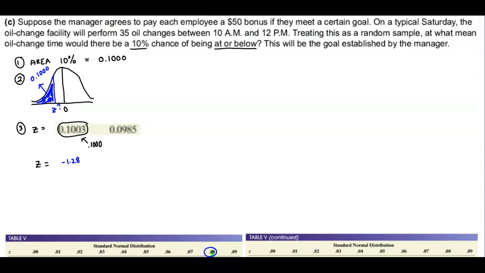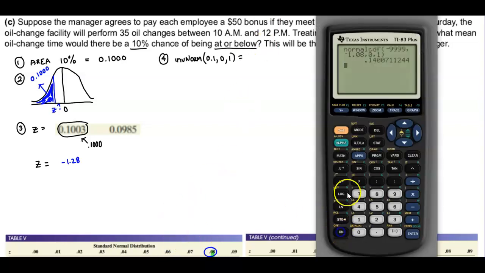Now how would we do this on the TI calculator? If we wanted to find this on the TI calculator, we're going to look at Inv Norm, where we have the area, which is 0.1. We know our mean is 0 and our standard deviation is 1. Let's do that on our calculator. We go to second distribution, then Inv Norm. We're looking for 0.1 as our area, our mean is 0 and our standard deviation is 1. And there is our z-score if we do not want to use the table.